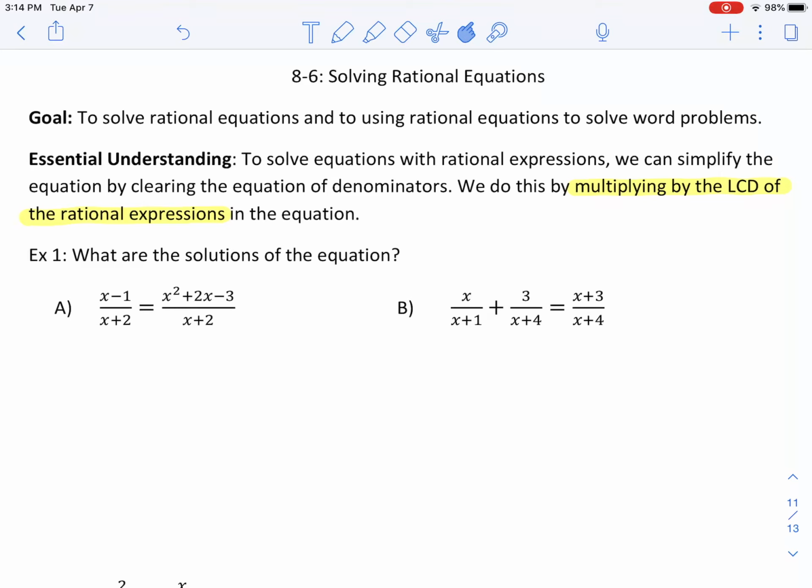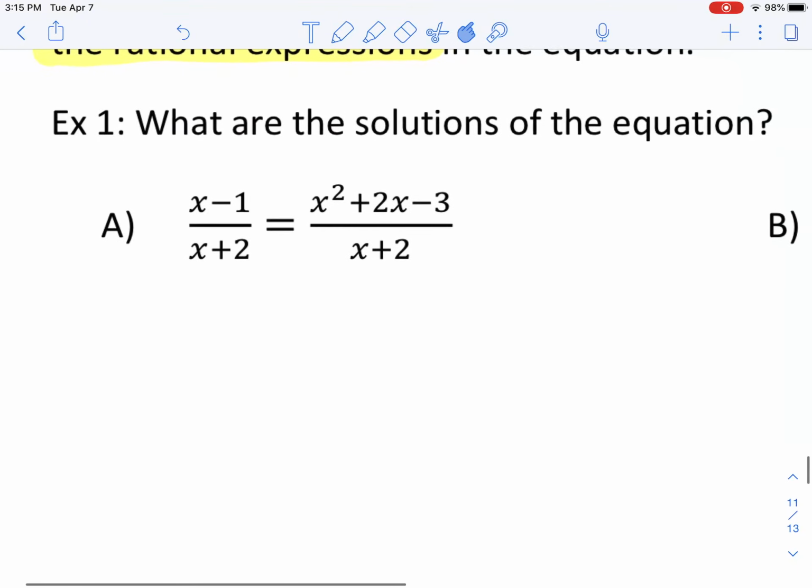To solve equations with rational expressions, you simplify the equation by clearing the equation of any denominators. The way we're going to do this is to multiply by the LCD, which is the least common denominator of the rational expressions in the equation. So our goal here is to look at our denominators and figure out what the least common denominator is. We're going to multiply every piece of the rational equation by that least common denominator.